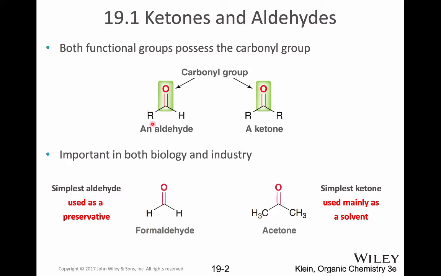And the one thing to keep in mind is that in aldehydes and ketones, because the carbonyl is attached to an alkyl group or a hydrogen, these groups attached to the carbonyl are bad leaving groups, which we'll see is really important in future chapters. Aldehydes and ketones are super important. From an industrial standpoint, the simplest aldehyde, formaldehyde, is used as a preservative. The simplest ketone, acetone, is used as a solvent. So if you've taken organic lab, you've definitely used acetone at some point.